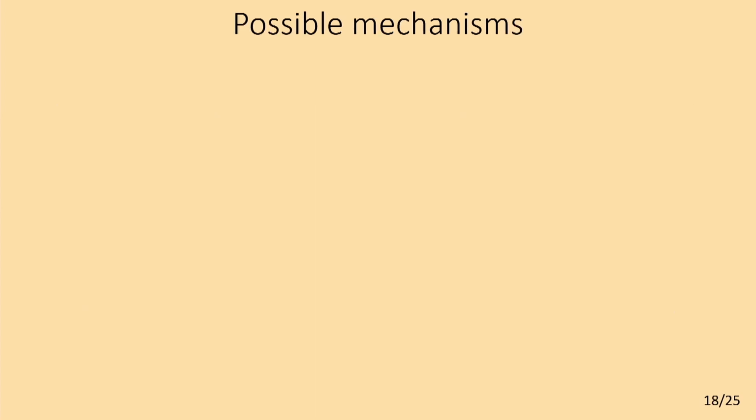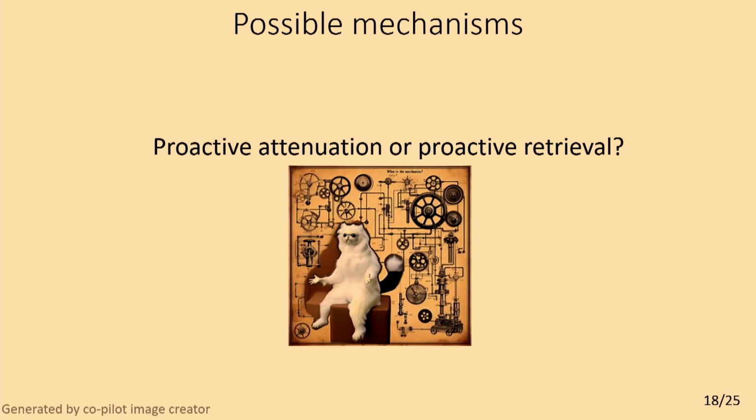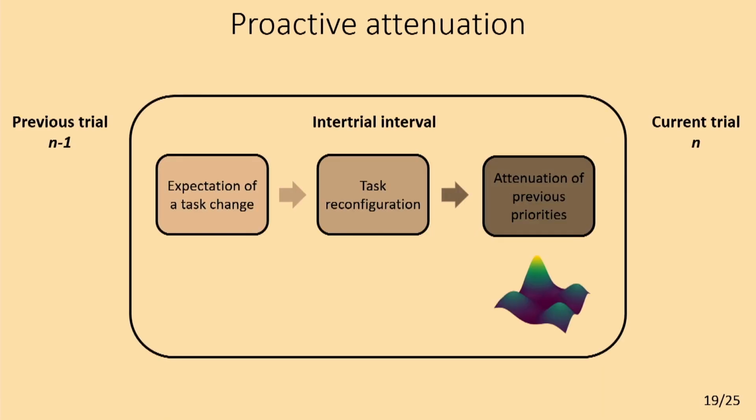Our next step was to answer the question, what is the mechanism that is responsible for this finding? Here we consider 2 possibilities. One we call proactive attenuation. When we know that the task will change, we reconfigure our task set in advance to prepare for the next trial. This reconfiguration process is well documented in task switching literature. Here we suggest that a byproduct of this reconfiguration is that the enhanced priority boost from previously selected locations is reduced before the next trial begins.